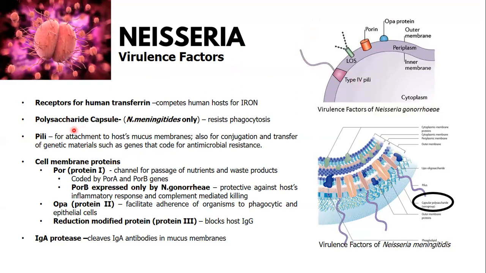However, apart from functioning as attachment organelles that they use to attach to mucous membranes, the pili of Neisseria gonorrhoeae and Neisseria meningitidis also play a role in the conjugation and transfer of genetic materials, such as genes that code for antimicrobial resistance.